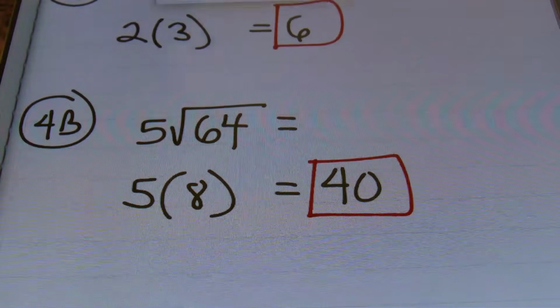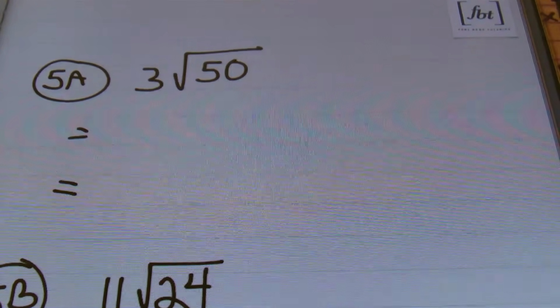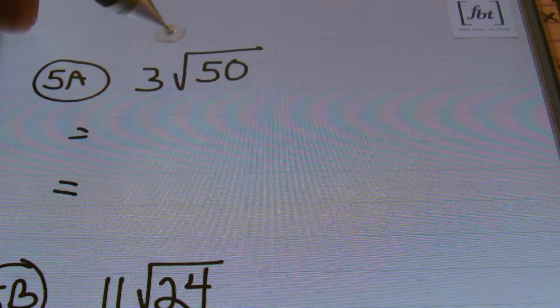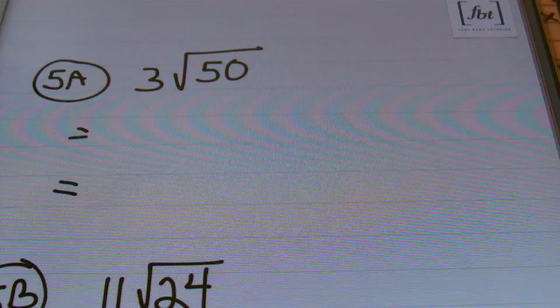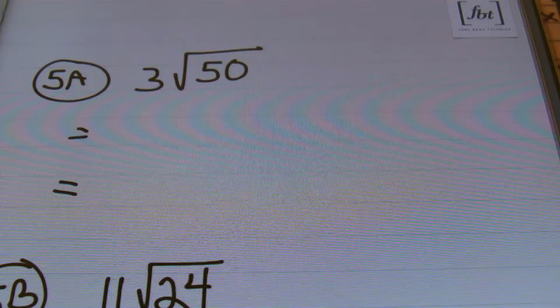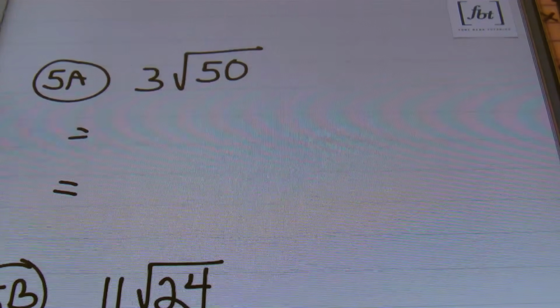All right, let's keep things moving. Hopefully you're enjoying this, because I know I am. So here we have 5a. In 5a, we have 3 times the square root of 50. Now, 50 is not a perfect square. However, in simplifying 50 and looking at all the factors of 50, I do find that the largest perfect square within 50 is 25.